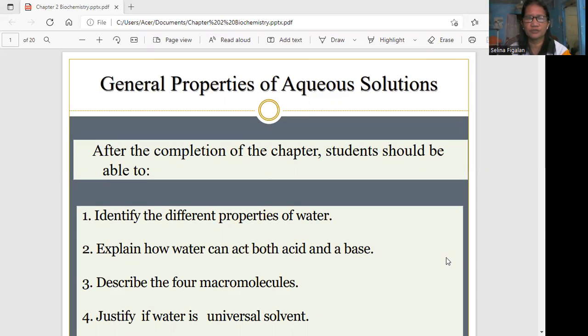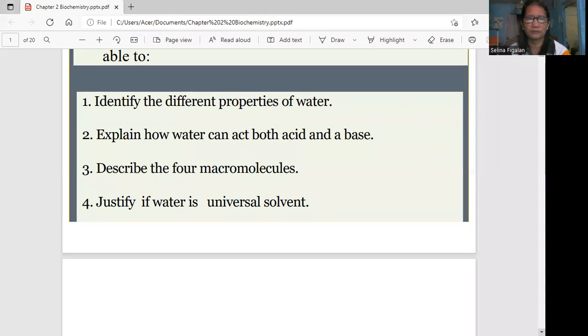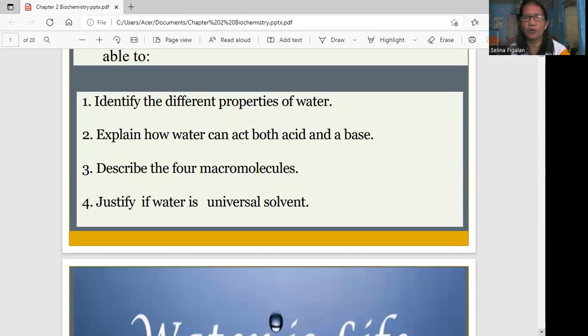So let us first know about the objective of this chapter. The student should be able to do the following. The first one here is to identify the different properties of water. So what will be the properties of water? One of those that we knew about water is that it is a universal solvent. Okay, aside from that, what will be the properties of water? Number two here is to explain how water can act as both acid and base.